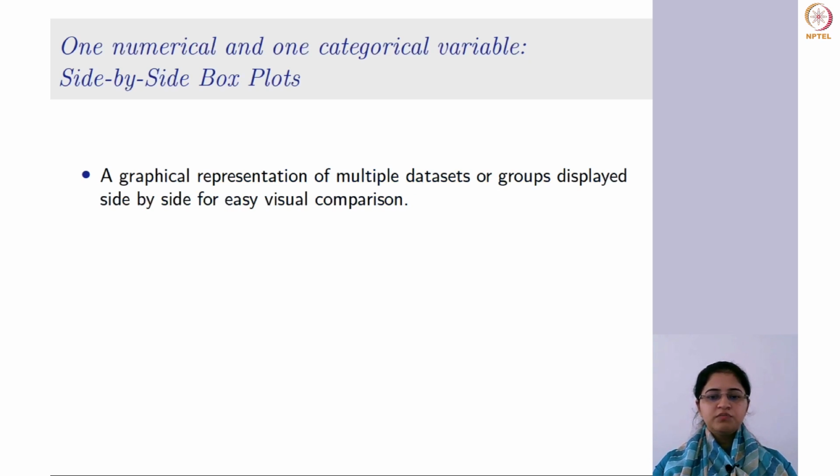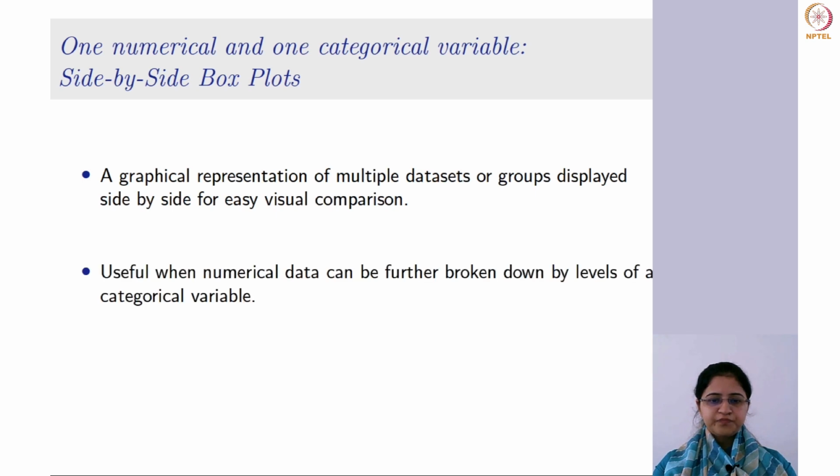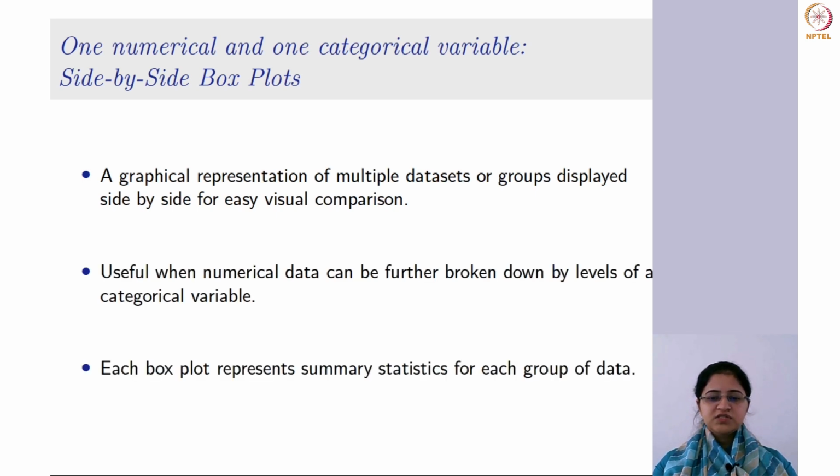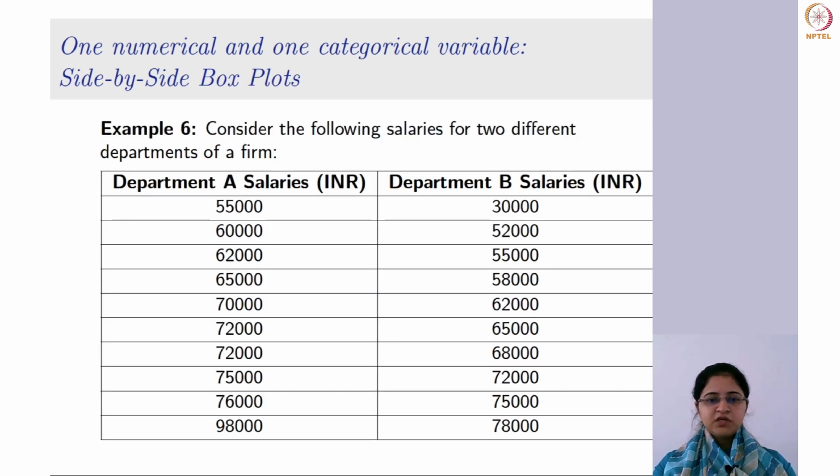So if you want to make a comparison between multiple data sets, then you can use a side-by-side box plot for easy visual comparisons. If you recall, a box plot can talk about the median, it can talk about the shape, and it can also identify the outliers. With side-by-side box plots, you can make comparisons between different categories as well. For instance, if you have the salaries of two different departments, Department A and Department B, and you want to draw a box plot for this.